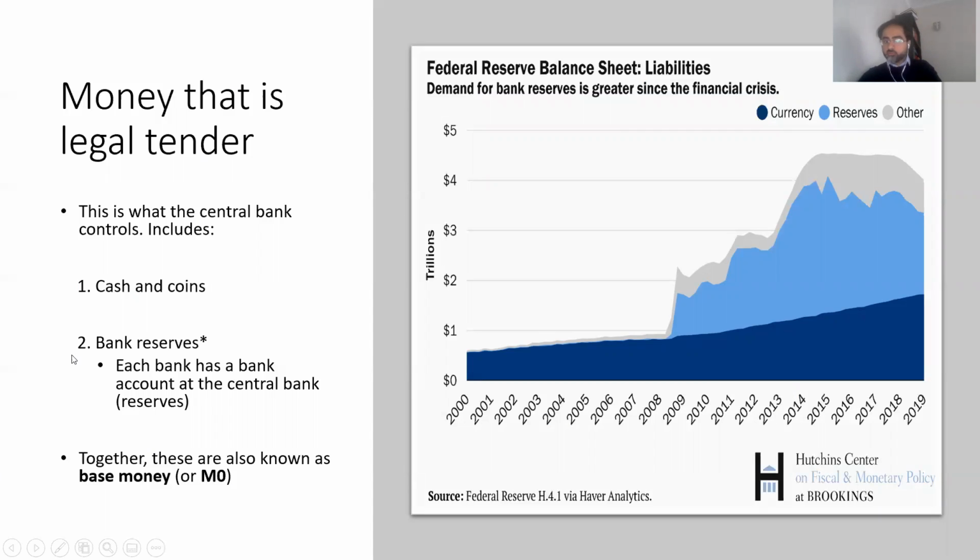But then what are reserves? It's important to understand reserves if you want to understand the financial system. Just like you have an account in a bank, banks also have an account at the central bank, at the Bank of England in the case of the UK. And just like you use your account to make payments to each other, banks use their reserve account at the central bank to make payments to each other.